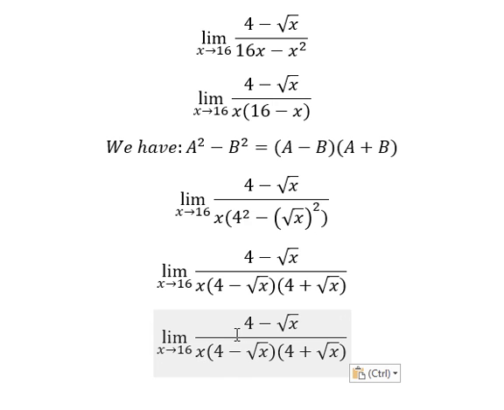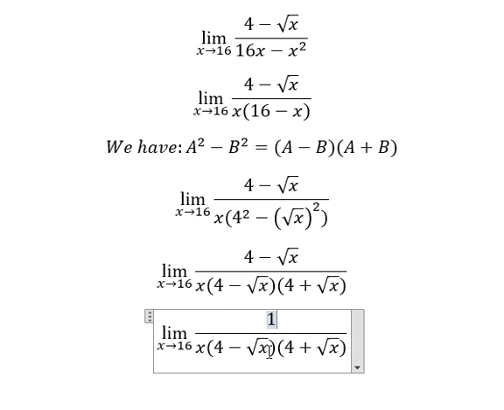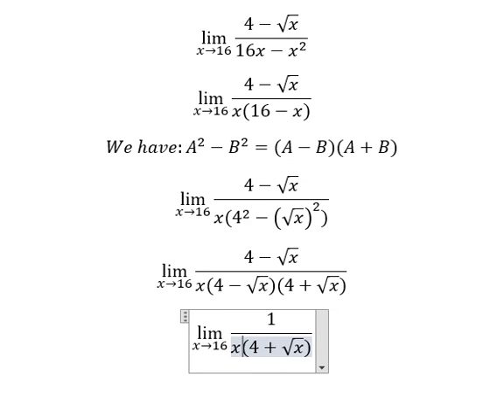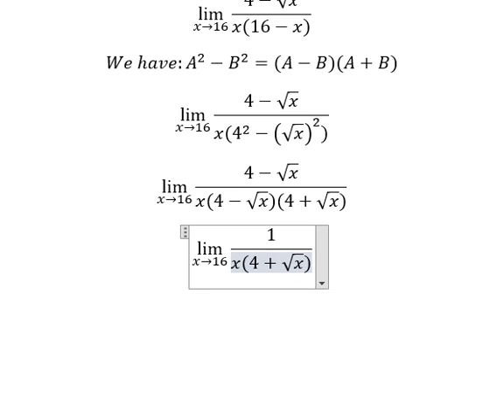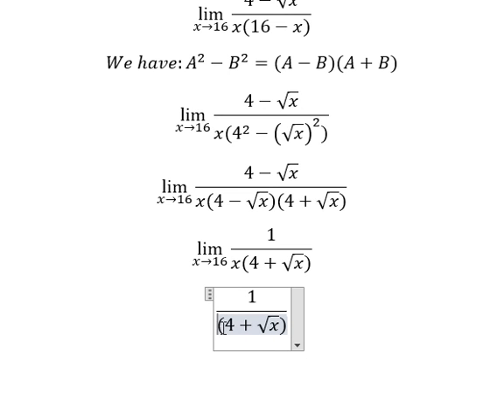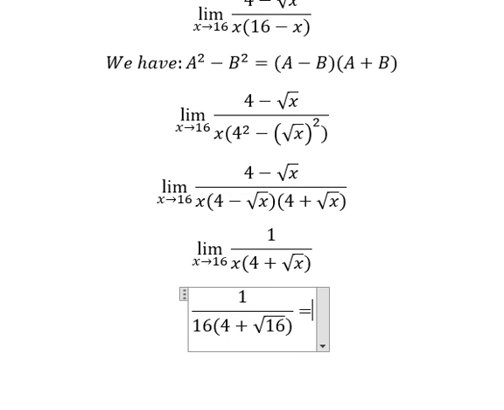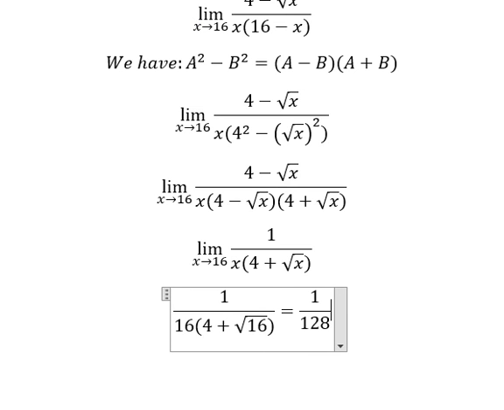Now we simplify 4 minus the square root of x on numerator and denominator. And now we can put number 16 and number 16 go in here to get the final answer. And this one you got 1 over 128. This is the end.